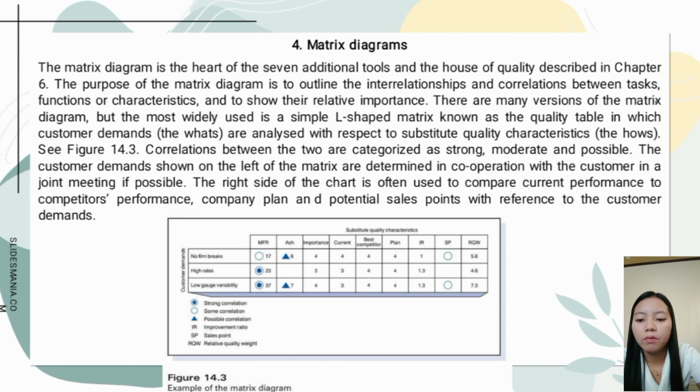May three types of correlations sa matrix diagram. Ito yung strong, moderate, and possible. Sa left side ng figure, yung customer needs, dinadefine siya as a collaboration with the client at a joint meeting. That is, if possible. And yung right side naman, ginagamit siya para ipag-compare yung current performance dun sa competitors, sa company plans, and future sales based sa expectations ng client.